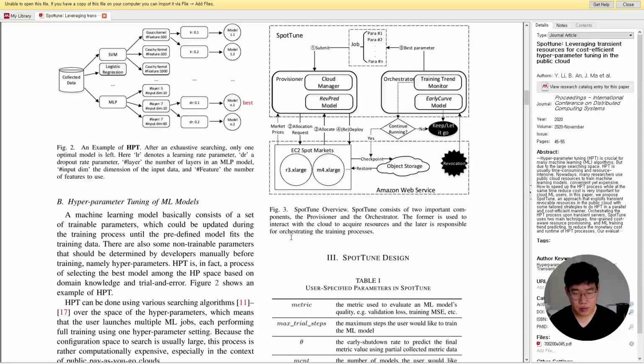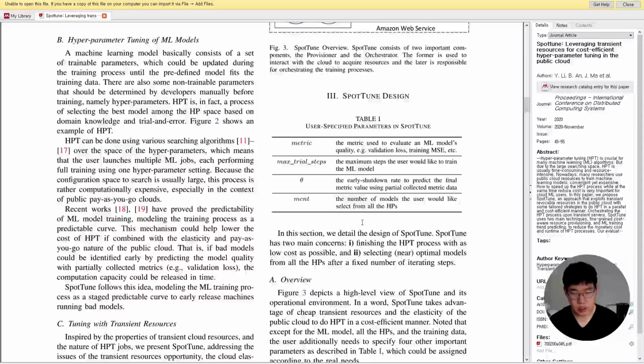Figure 3. SpotTune overview. SpotTune consists of two important components, the provisioner and the orchestrator. The former is used to interact with the cloud to acquire resources, and the latter is responsible for orchestrating the training processes. In this section, we detail the design of SpotTune.